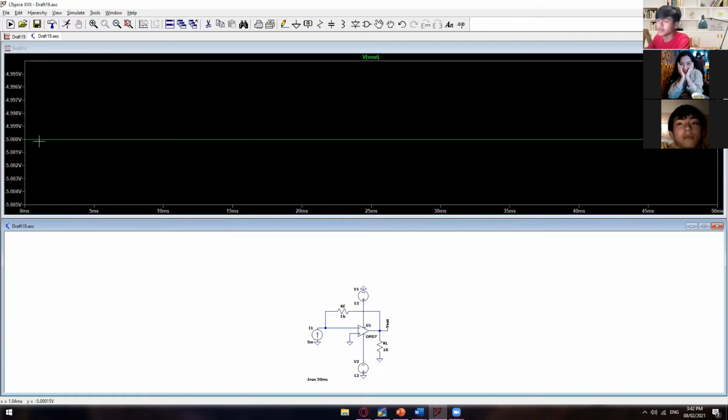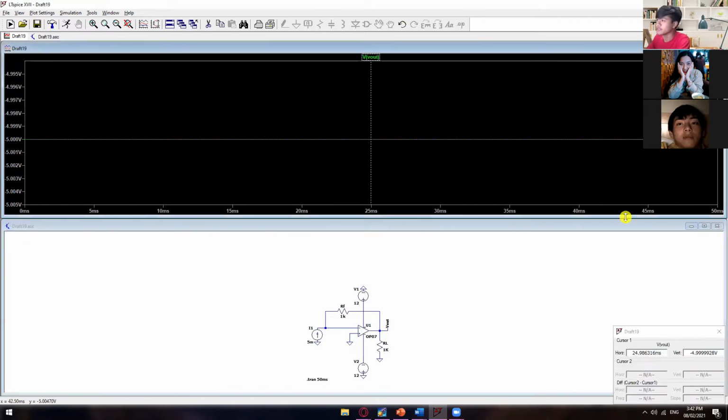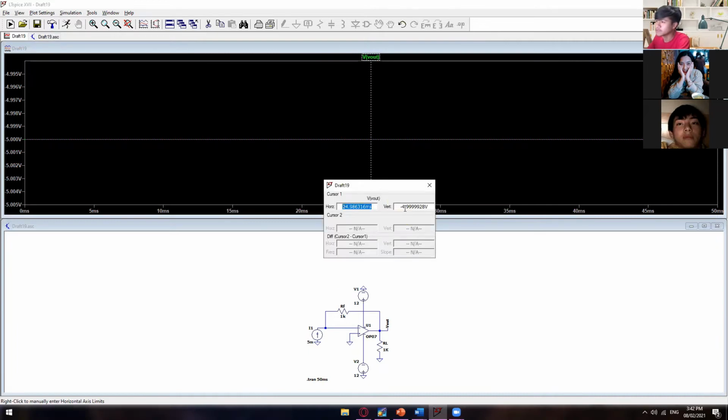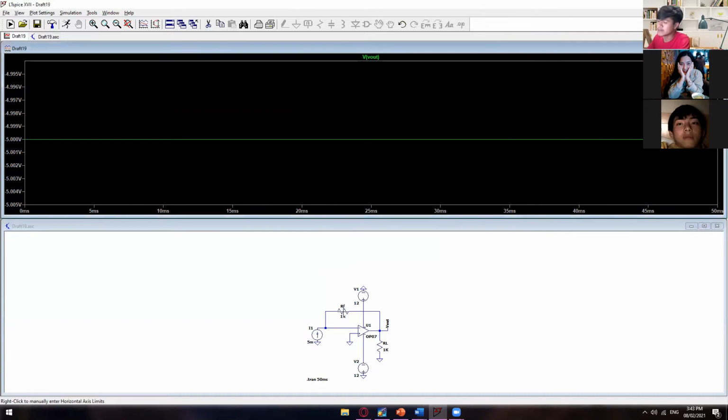Okay, so there you go. We have 5 volts for the V out. Well, not exactly 5 volts, but at least super close, negative 4.99999. And take note this one is negative since we have the polarity of positive-negative at the feedback resistance.